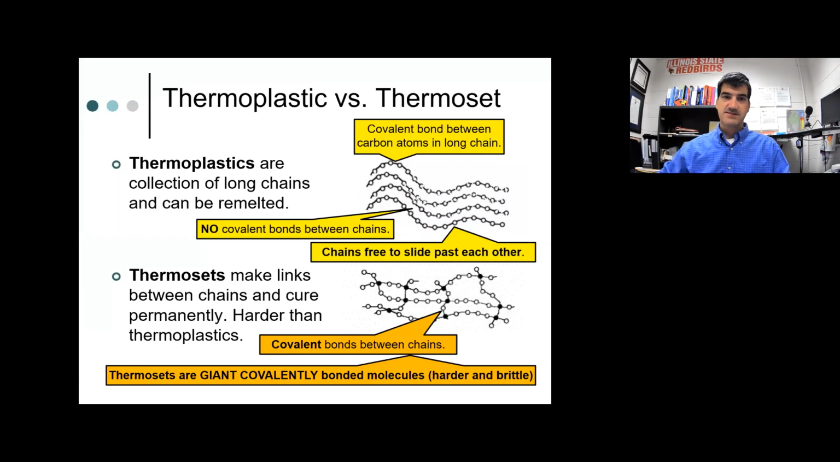All right, and I said this before, thermoplastics can be remelted, and that's because they don't have bonds other than intermolecular van der Waals forces, which are relatively weak. They don't have strong bonds in between these long molecules, whereas thermosets do have these strong covalent bonds between these long molecules. And so because they have these really strong bonds in here, you're not going to be able to remelt them. You can burn them, but you can't remelt them. So thermosets tend to be stronger and harder than thermoplastics.